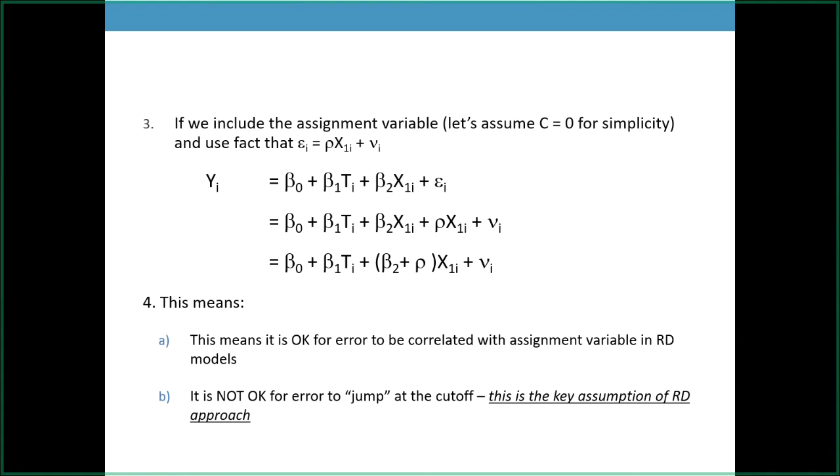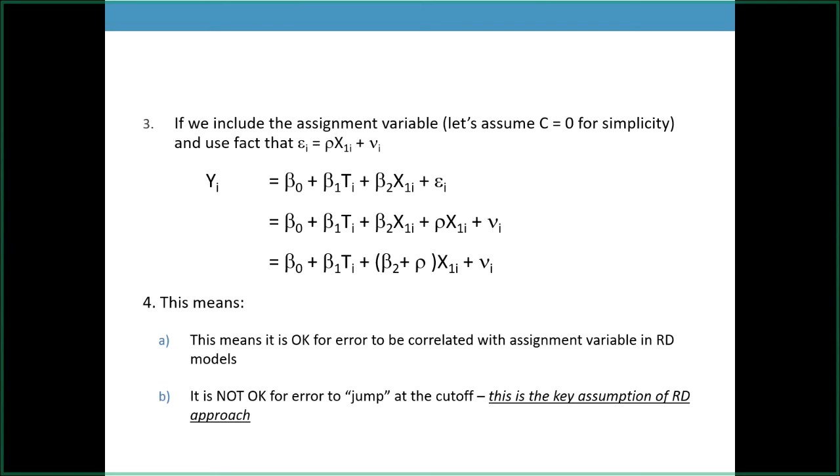So the conclusion here is that it is okay for the error term to be correlated with the assignment variable. In this model, beta 2 is not causal. We're not getting an estimate of the causal impact of a 1 unit increase in your PSAT score. That estimate is going to be contaminated with, well, higher PSAT scores are correlated with higher family background or teacher quality, and so on. What we are getting is a causal impact of beta 1. So it's okay that beta 2 is not causal.